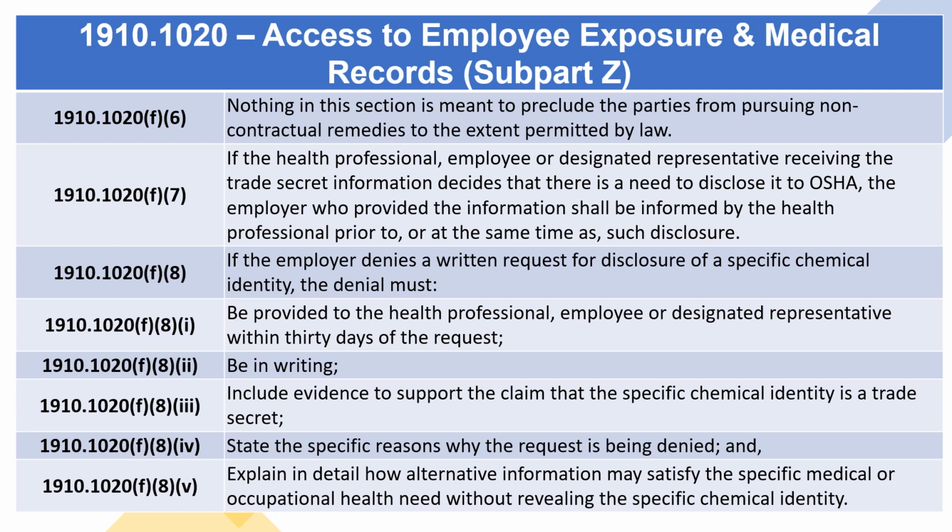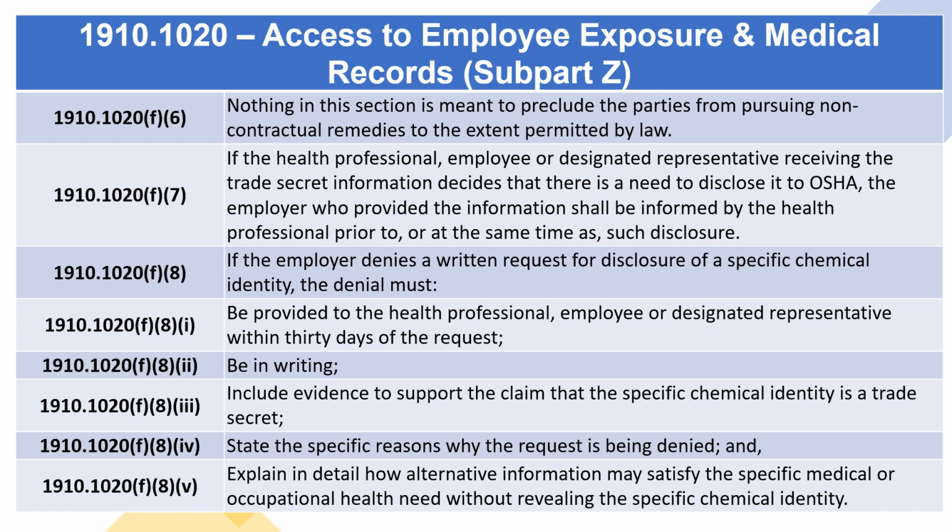1910.1020(f)(7). If the health professional, employee, or designated representative receiving the trade secret information decides that there is a need to disclose it to OSHA, the employer who provided the information shall be informed by the health professional prior to, or at the same time as, such disclosure.